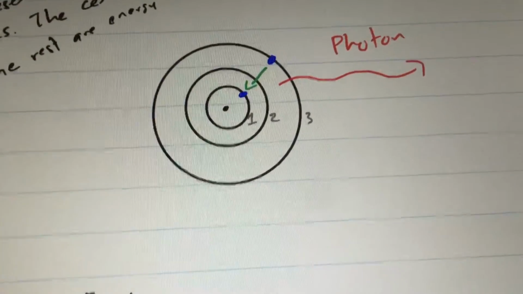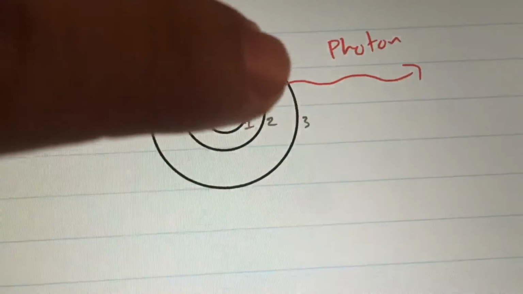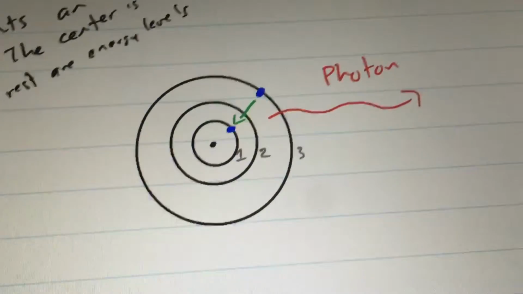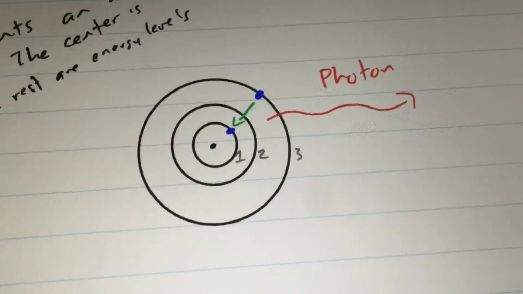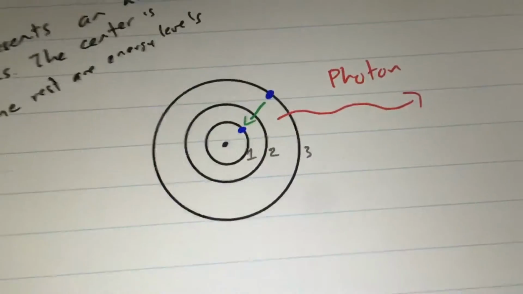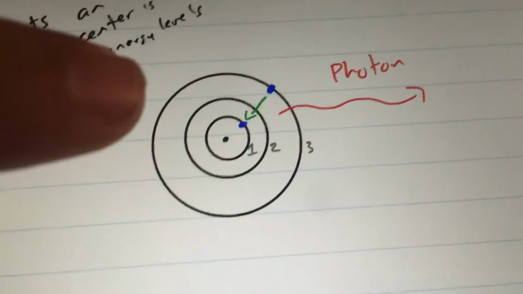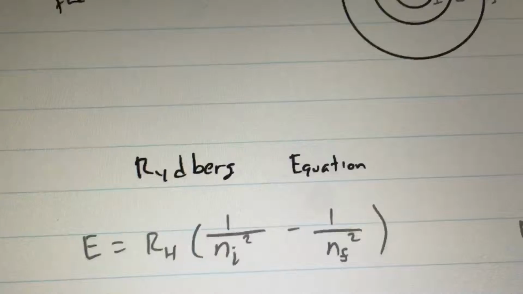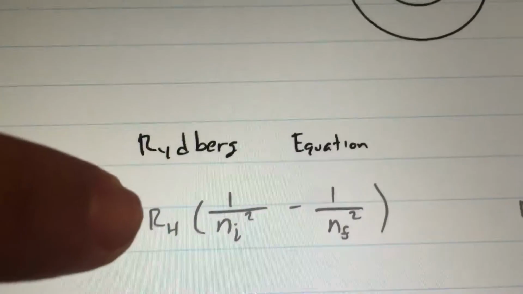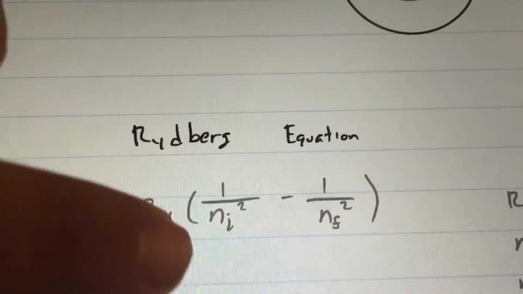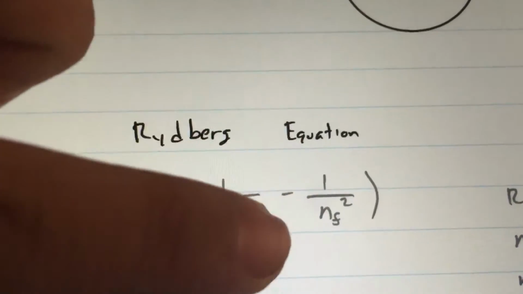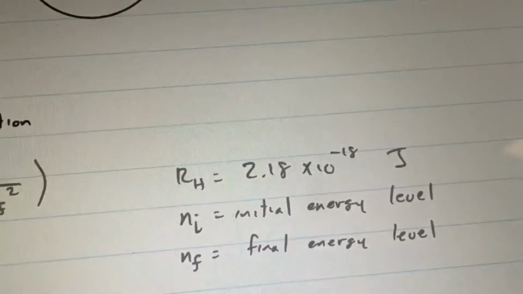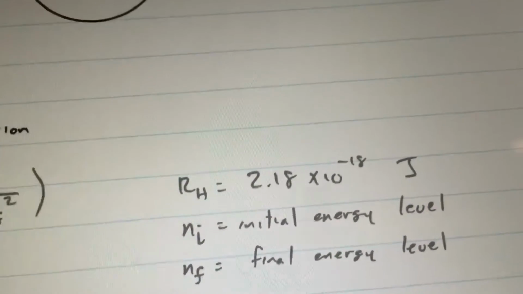Now that energy that gets released by the electron is called a photon. And that photon also has a specific wave, and it is that wave that we can see because of its wavelength. Now, to solve for the energy that gets released as a photon, we use this equation, Rydberg's equation, that says that the energy is equal to Rydberg's constant times 1 over the initial energy level squared minus 1 over the final energy level squared. That's what each of those means. And Rydberg's constant has a value of 2.18 times 10 to the negative 18.